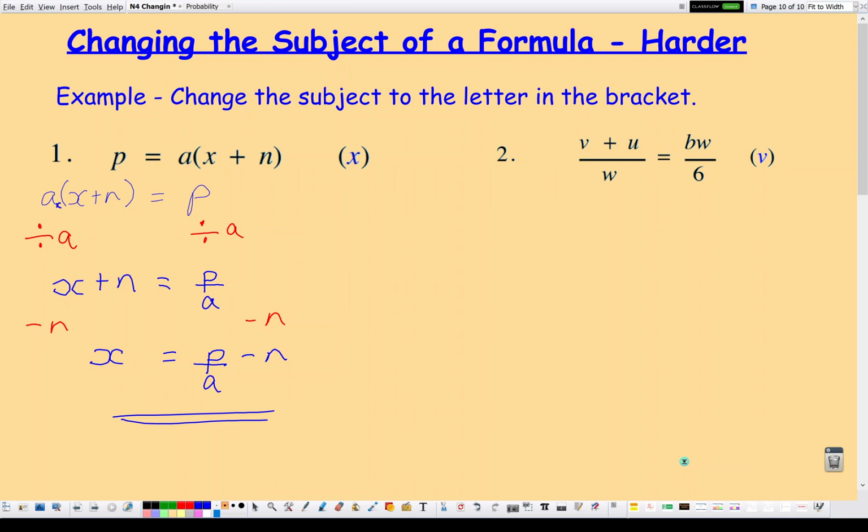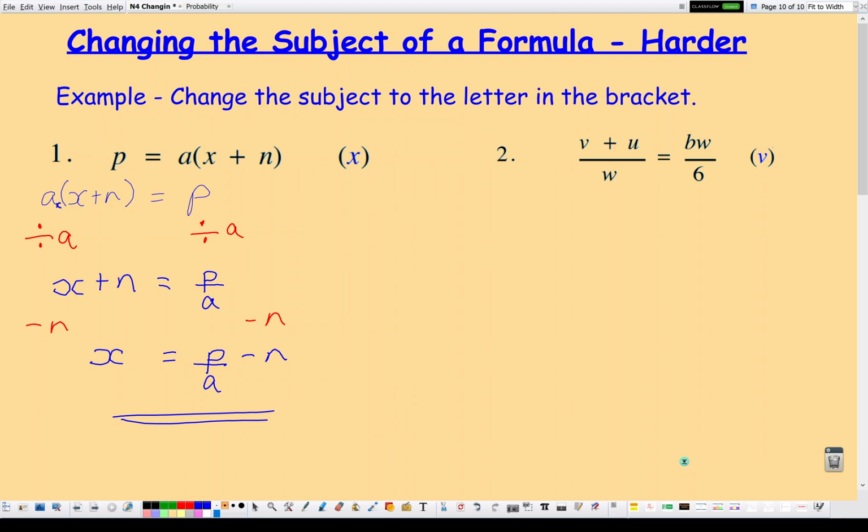Right, back to it then. So that's the first example, which Alistair you'll need to quickly copy down. Question number 2 is, as you see it, we've got 2 fractions. We've got v plus u over w equals bw divided by 6. And we're trying to make v the new subject. So copy that question down.